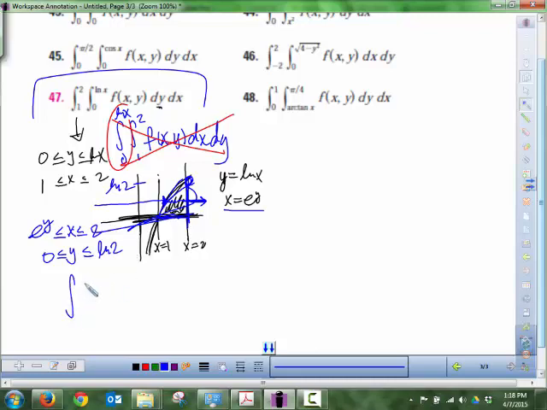So my integral then would have the same integrand. The integrand isn't going to change, except my dx is going to be a dy instead, or my dy is going to be a dx instead. My x limits go from e to the y to 2, and then my y limits go from 0 to ln of 2.